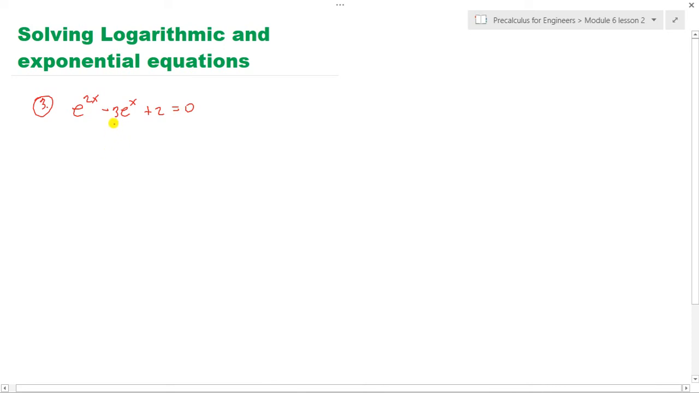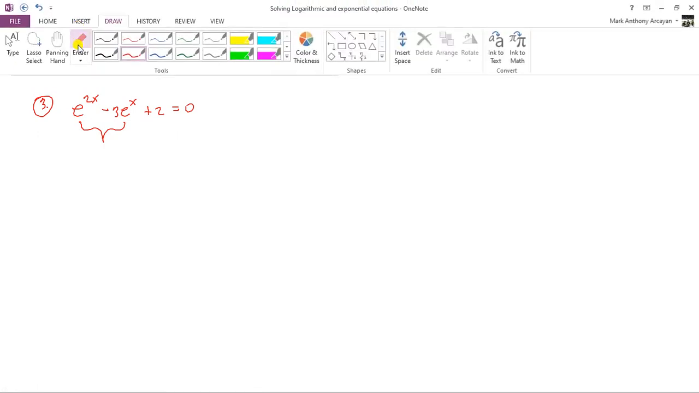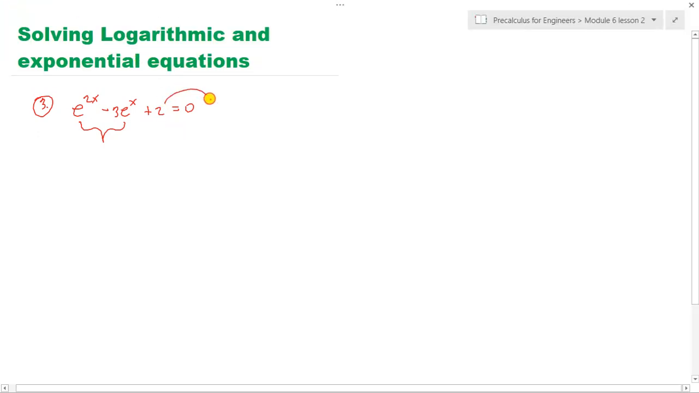So here, can we combine this? No, because they have different exponents. Although they have the same base, they have different exponents. If we move the constant to the other side, then let's say that is e^2x minus 3e^x equals to negative 2. Then, since the variables are in the exponents, we are going to take the ln of both sides. So we have 3e raised to x is equals to the ln of negative 2.